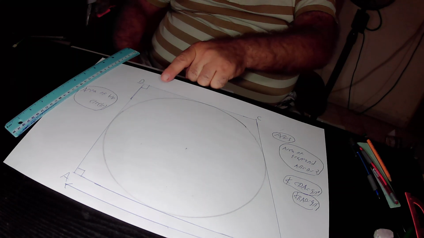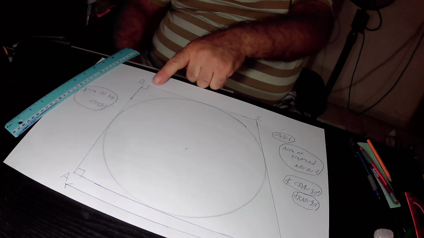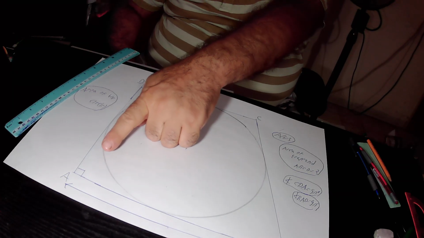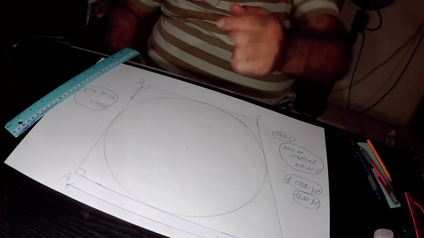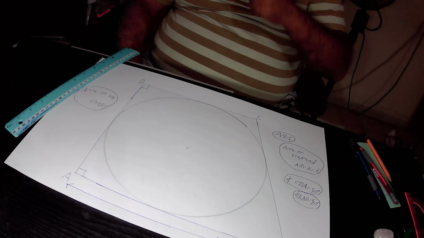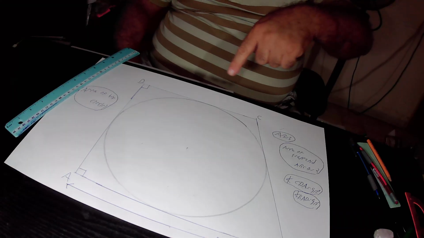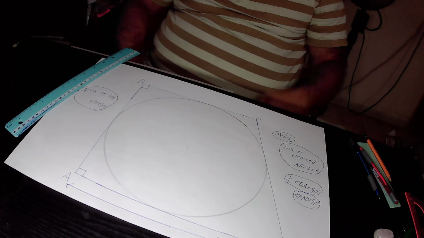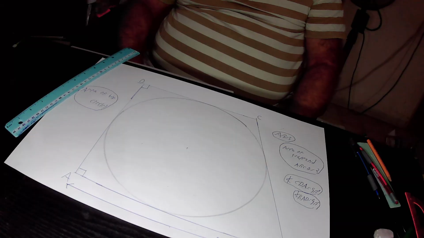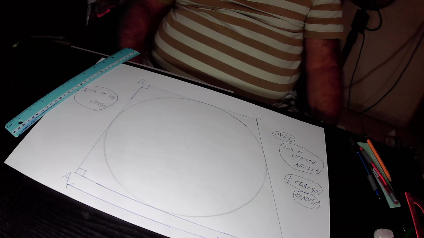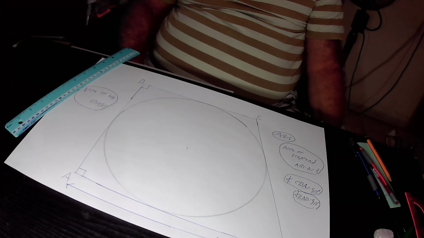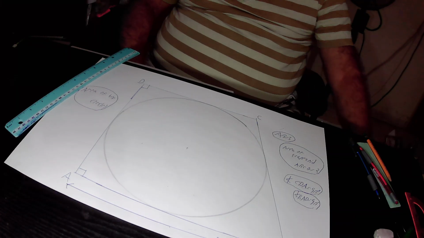In addition, we know that angle ADC is a right angle. Angle BAD is also a right angle. Again, our task is to find the area of this circle that is inscribed by trapezoid ABCD. So, first of all, what is a trapezoid? A trapezoid is a quadrilateral with one pair of parallel sides.